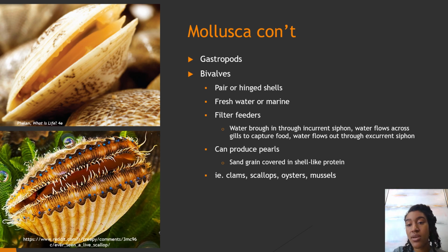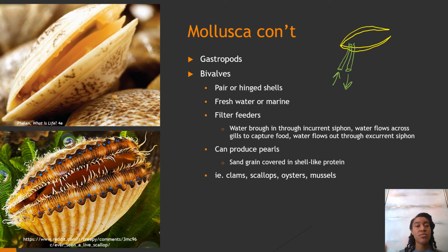So I'm going to try to draw this guy. So we have our top shell and our bottom shell. And then they have two siphons that come out of the organism. So we have a siphon that comes out, and another siphon. And so basically these tube-like structures extend out into the water column. One will be responsible for bringing water in to the animal, and the other one will be responsible for pushing water out.